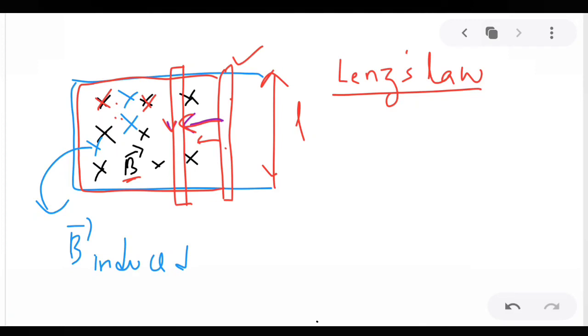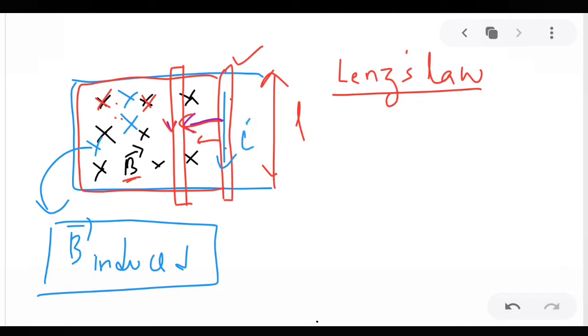Why inward direction? Because flux in the inward direction is decreasing, because area is decreasing. So to compensate it, this induced magnetic field will be in the inward direction. To have this induced magnetic field in the inward direction, what should be the direction of current? By Fleming right hand rule, we can say that current should flow in the downward direction. So when this conductor moves towards left, the current in the conductor will be in the downward direction.